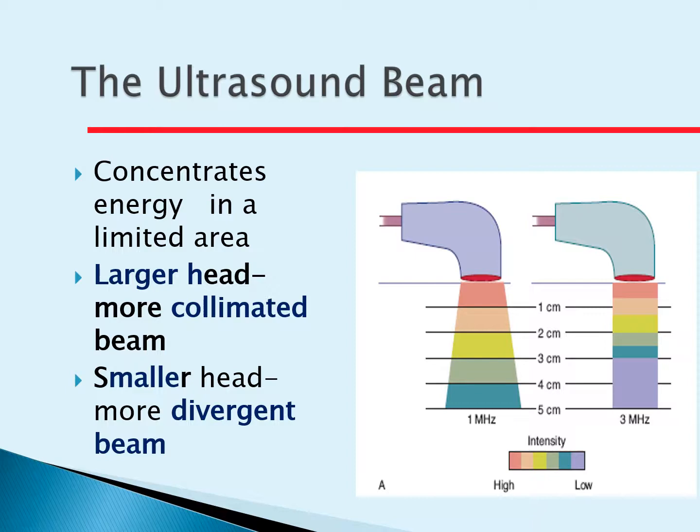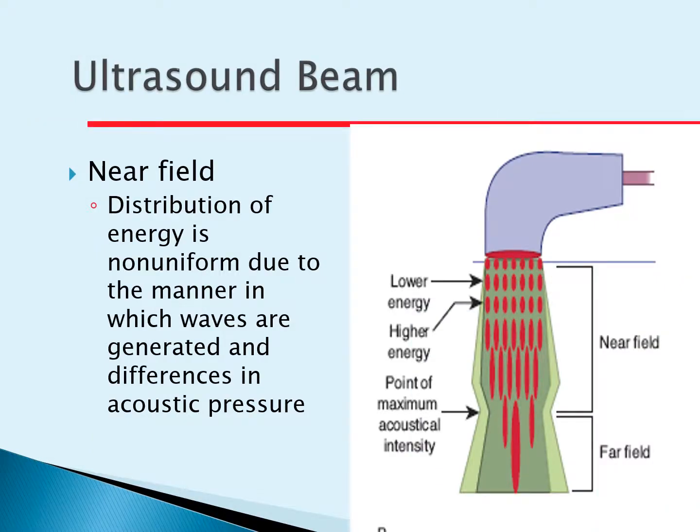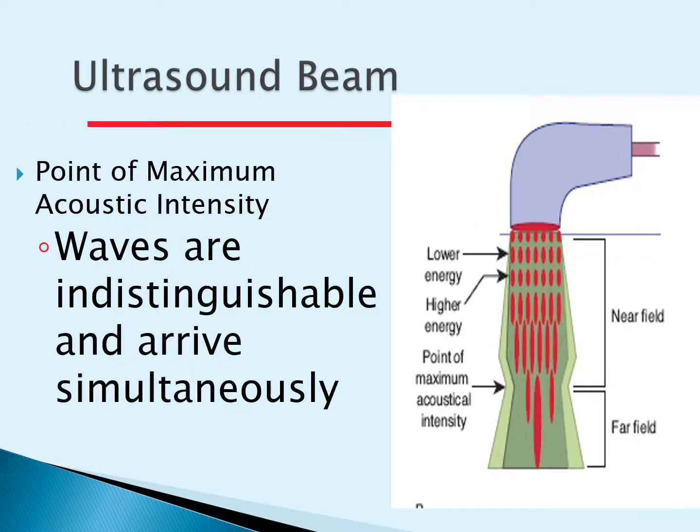But the more divergent a beam, the greater the area it is going to be spread over, okay? That means it's diverging from center, whereas collimated is together. Near field distribution of energy is going to be non-uniform due to the manner in which waves form. So that means that not all areas of the body are going to heat up the same way under that sound head. So there may be hot spots on that sound head. Points of maximal acoustic intensity.